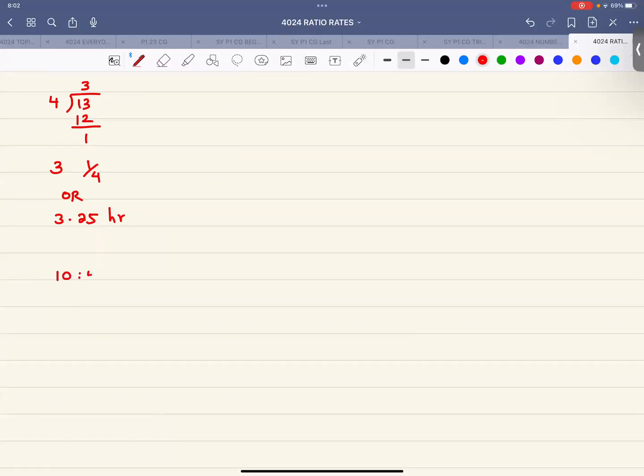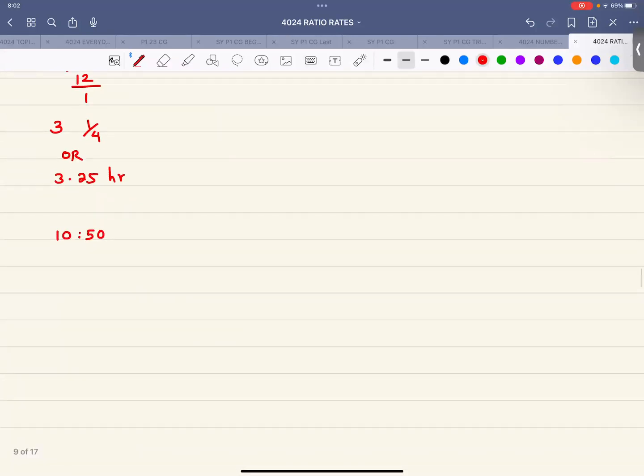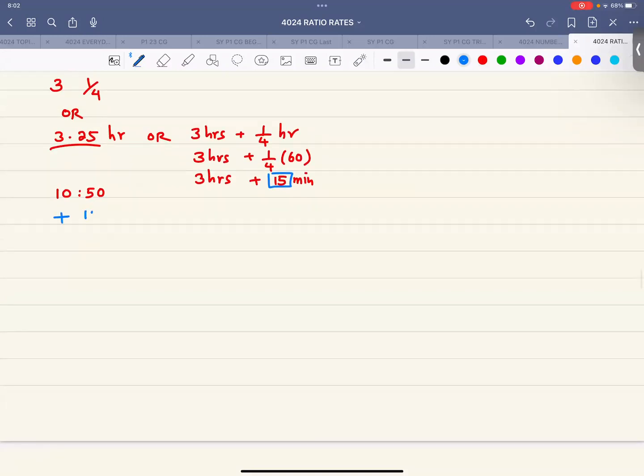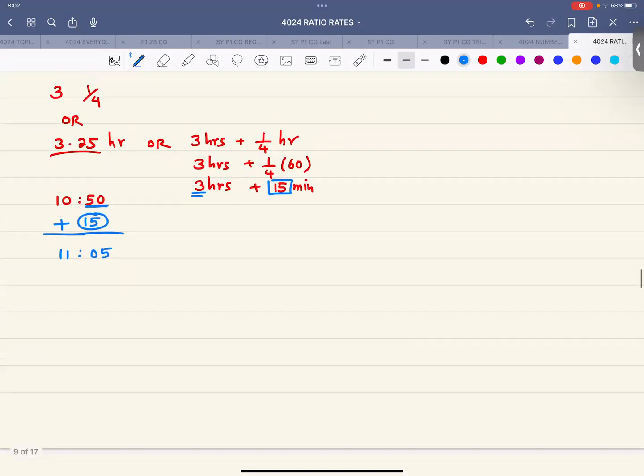Now the journey started at 10:50. So therefore 10:50, and then we have to add 3.25 of an hour. That means 3 hours and 1/4 of an hour. That's 3 hours and 1/4 of 60 minutes. That's 3 hours and 15 minutes. So what we can do is let's take this 15 minutes first, add the 15 minutes. So 10:50 plus 15, we cannot do the addition like this because after 10 minutes, it will become 11 o'clock. So this is 11:05.